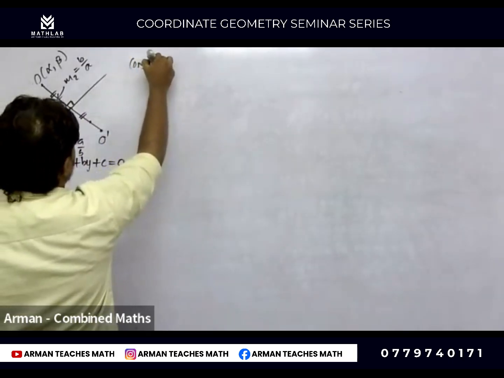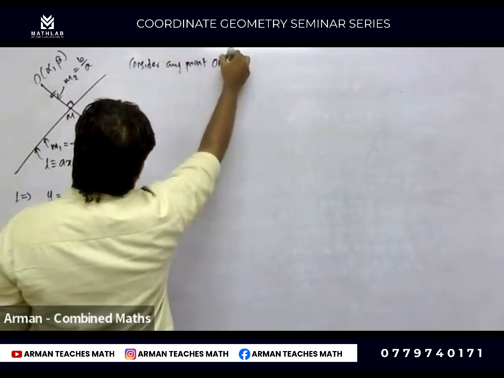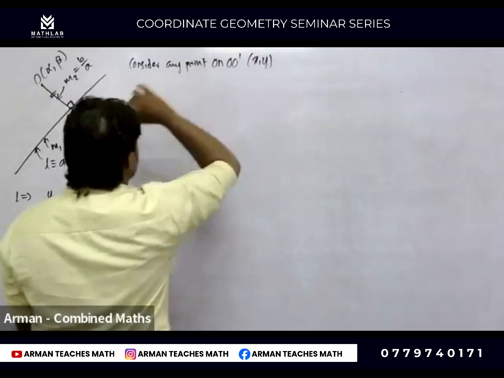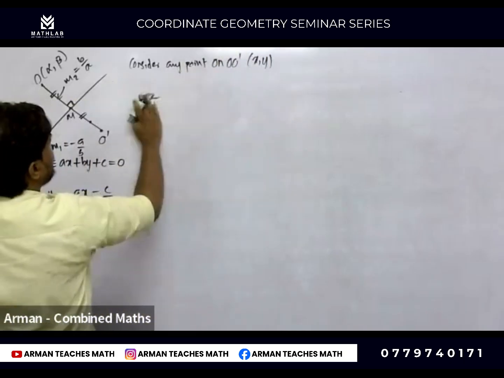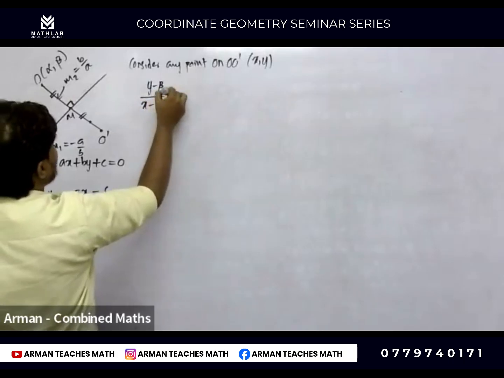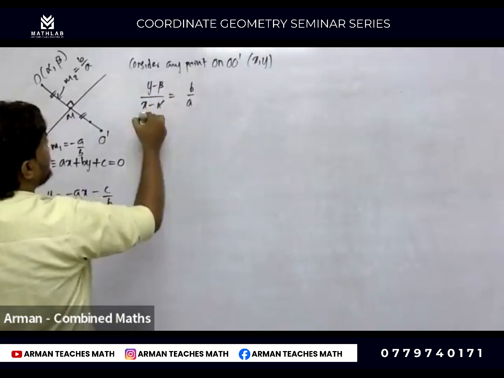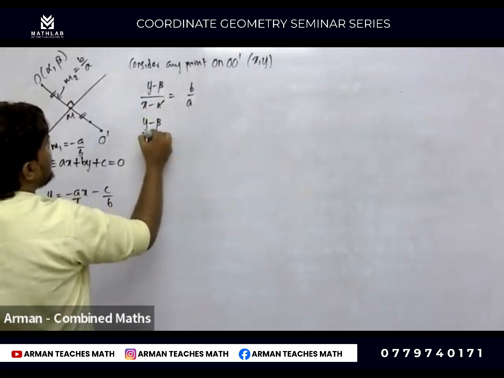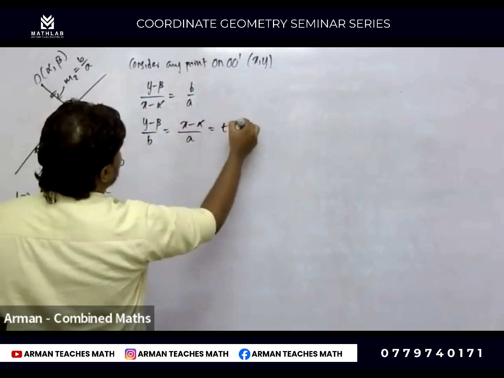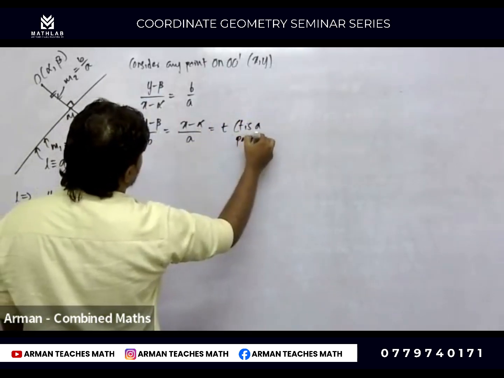Consider any point on OO dash as x comma y. Difference of y coordinates, y minus beta, divided by difference of x coordinates, x minus alpha, is equal to the gradient, b over a. Cross multiplying, y minus beta over b is equal to x minus alpha over a. This is going to be equal to a parameter t.